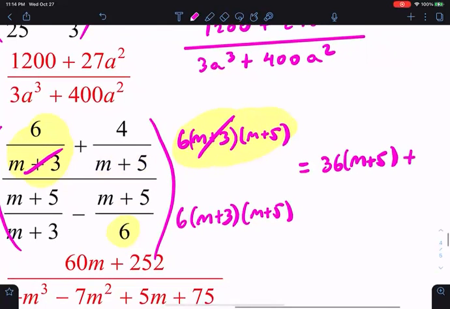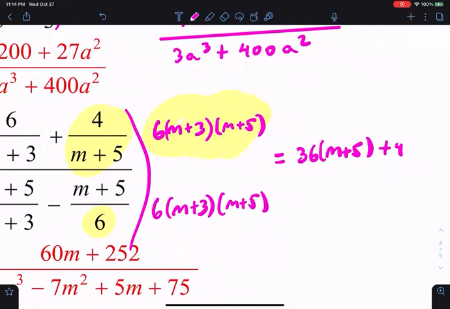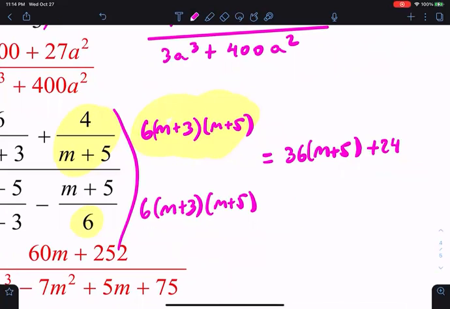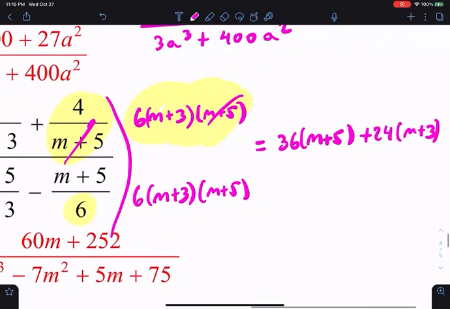And then the next part will be, well, now you're distributing this times this, right? So the m plus 5 is going to cancel. So you get 6 times 4 is 24. And that's going to cancel with that, right? So you get 24 times m plus 3. Okay, that's what's happening so far.